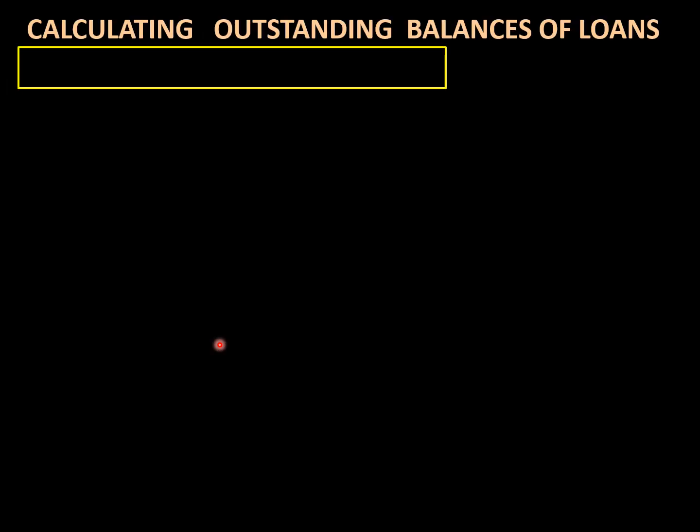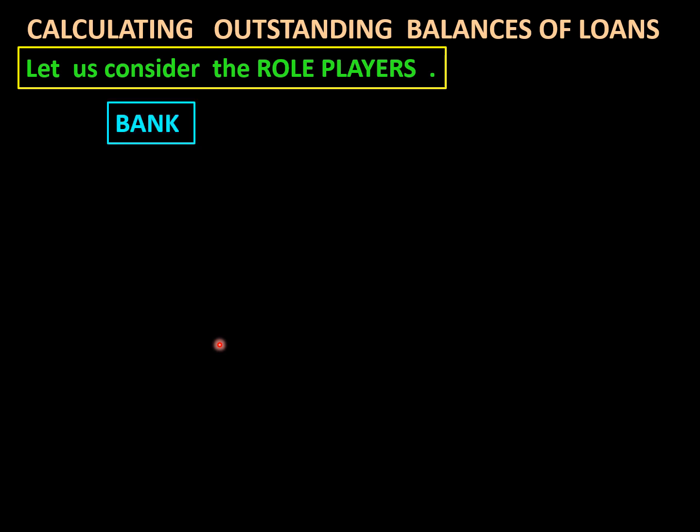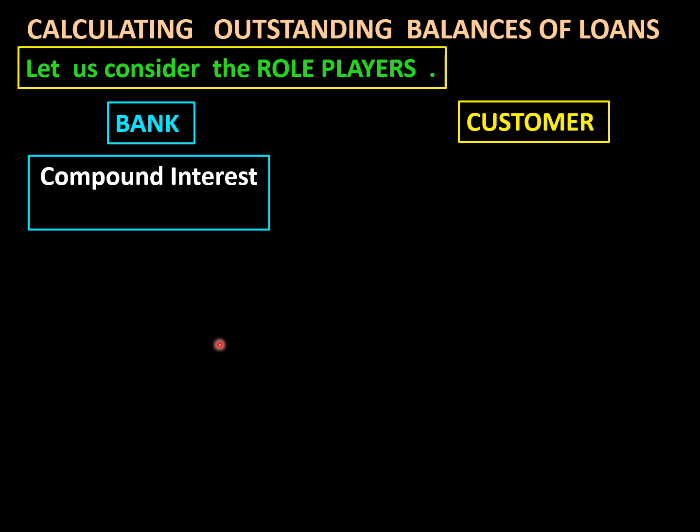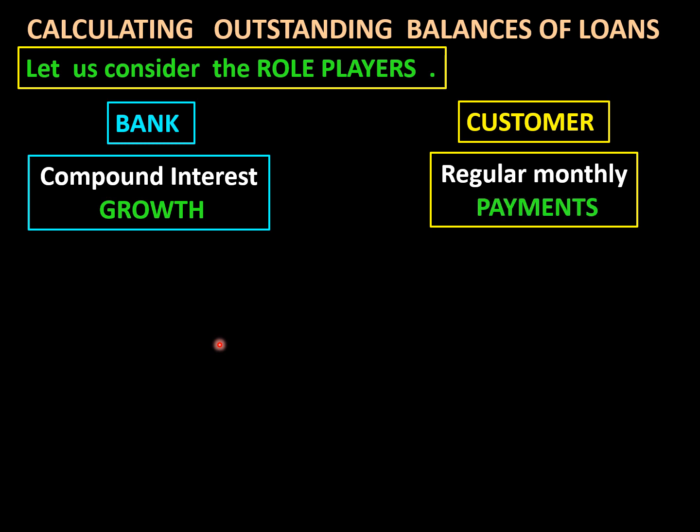Now let's actually look at the outstanding balance idea here. Who are the role players here? There's the bank, right? And there's the customer, Angie. Now the bank wants interest, and that interest is compounded, right? It's a compound growth. The customer again has to make regular monthly payments. That's the growth of the bank's loan, so we'll just use our compound formula there.